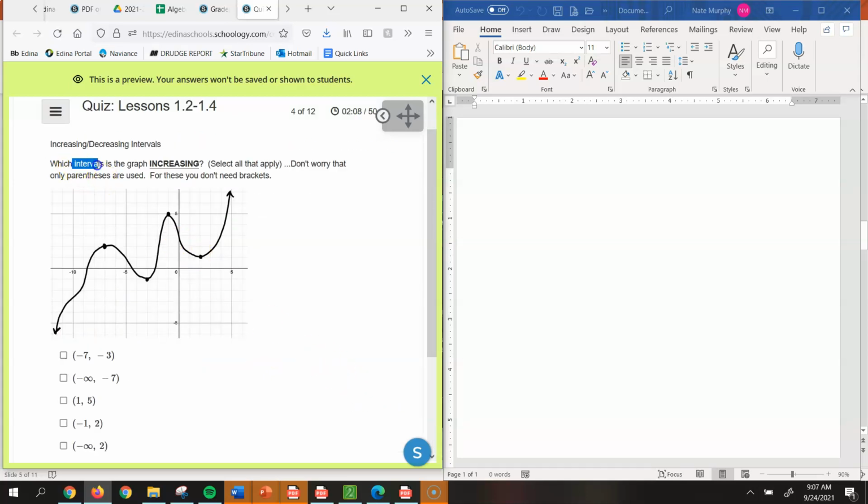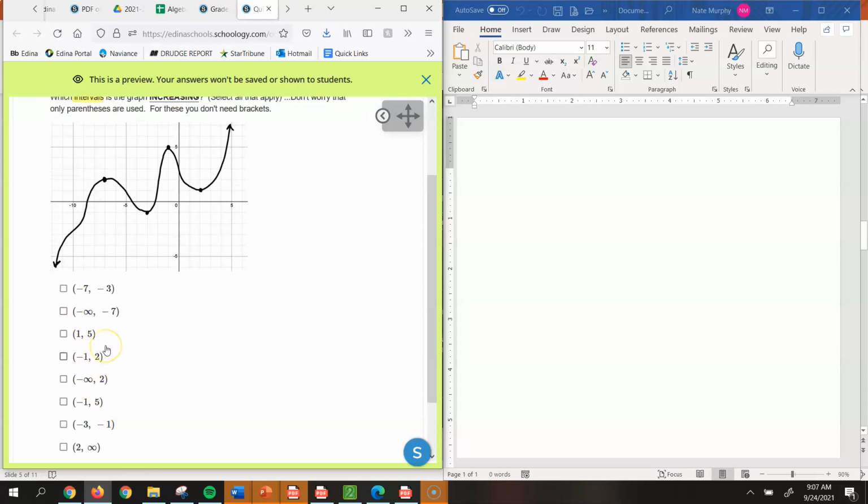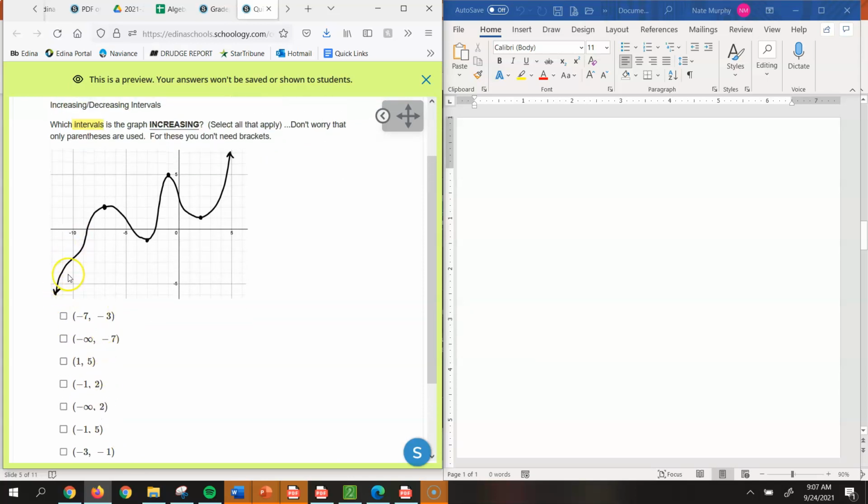Okay, the key word here for this one is that we're looking for the intervals. We're looking where the graph is increasing. So these choices here are not coordinates, they're intervals. And we're looking to see where it's increasing. So it's increasing until we get to this point, then it's decreasing, then it's increasing between these 2 points, then it's decreasing, then it's increasing here.